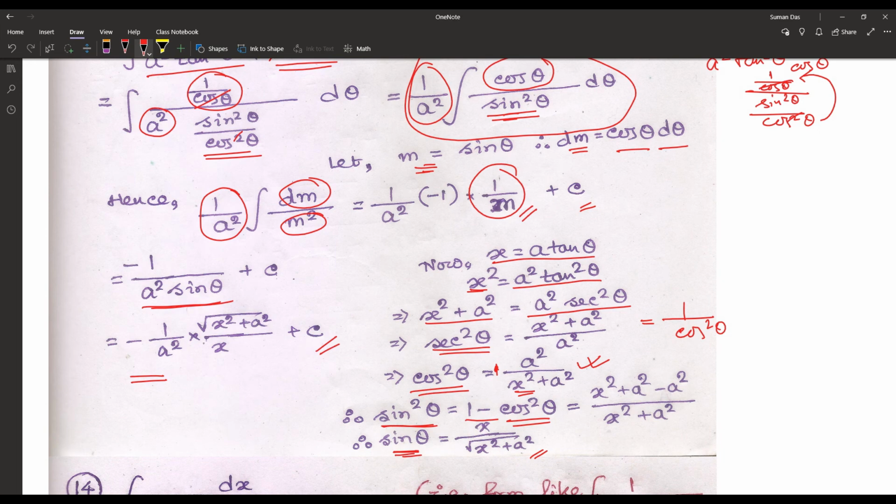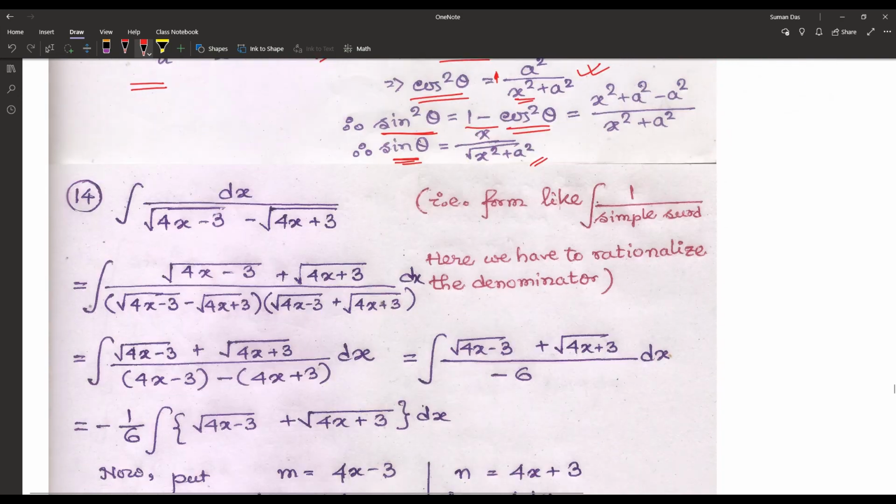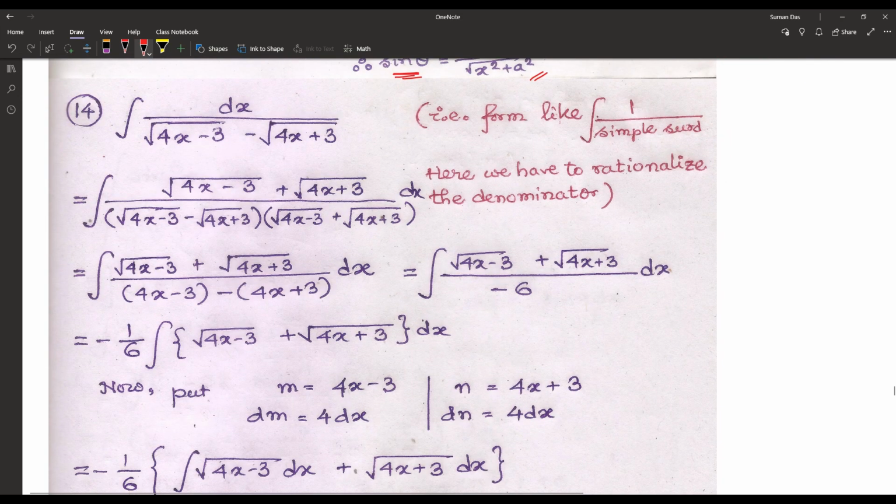Let's check another form. Here the integration of 1 by square root of 4x minus 3 minus square root of 4x plus 3. If we look at it, the form is looking like 1 by square root of a minus square root of b. So that is particularly a surd. So what do we have to do?